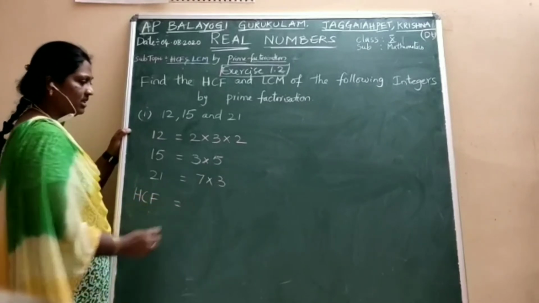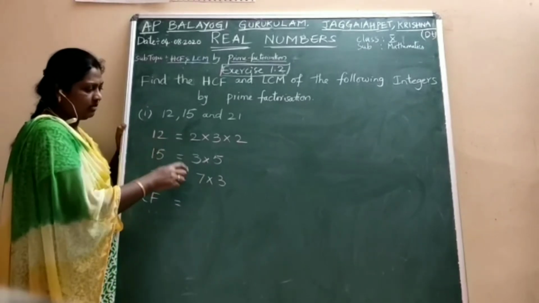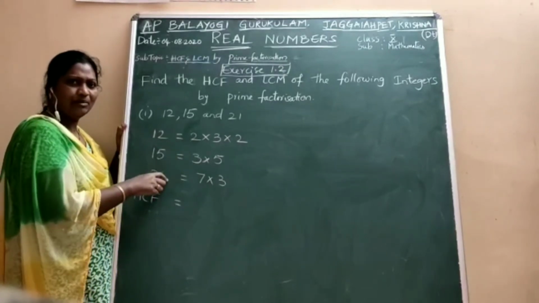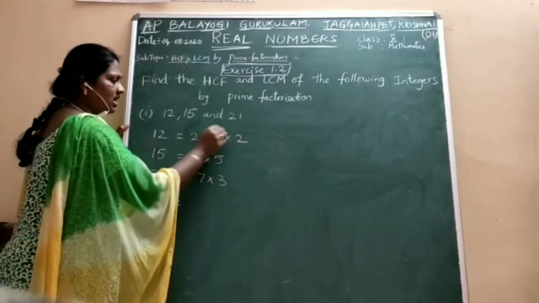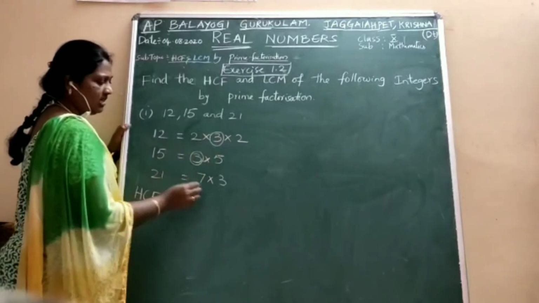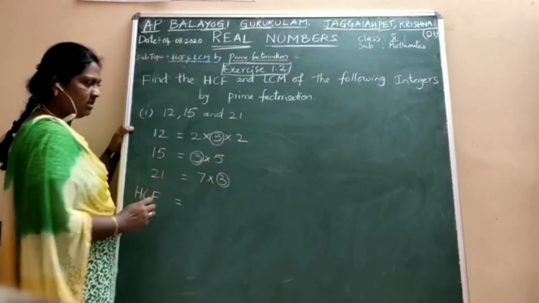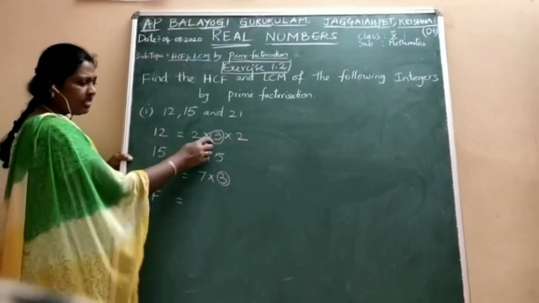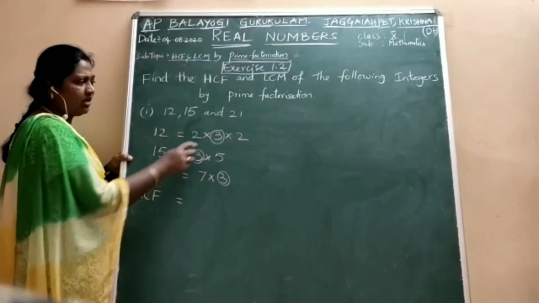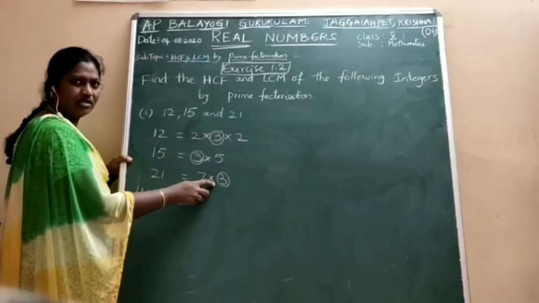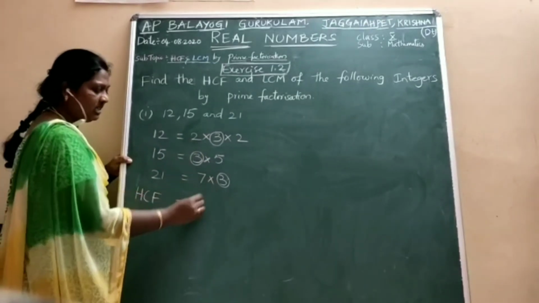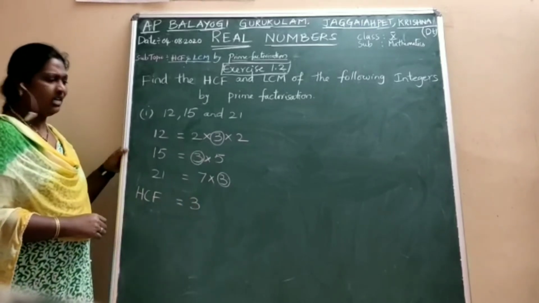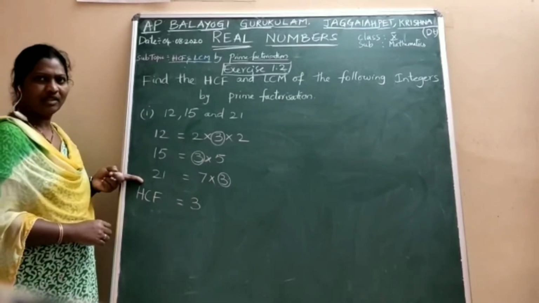This is a very easy method. So what is the common factor in these three numbers? First one is 3, again 3, again 3. Okay children? The HCF will be, in all 3 numbers the common factor is 3. So we have to write the common factor as 3. So this will be the HCF of these 3 numbers.